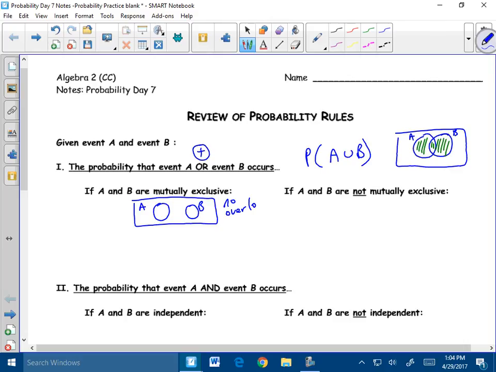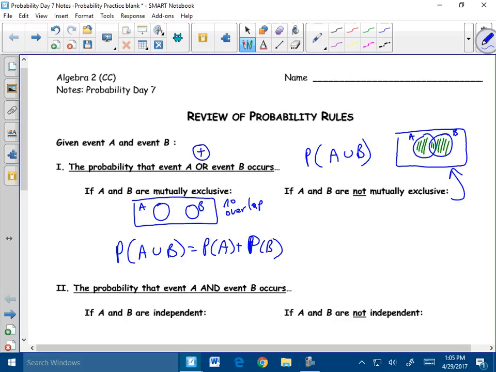There's no intersection there. Right? So set A and set B are totally separate. So that means when you go to compute your probability of A or B, you're just going to take the probability of A and add it to the probability of B. If they're not mutually exclusive, then it would look something like that.